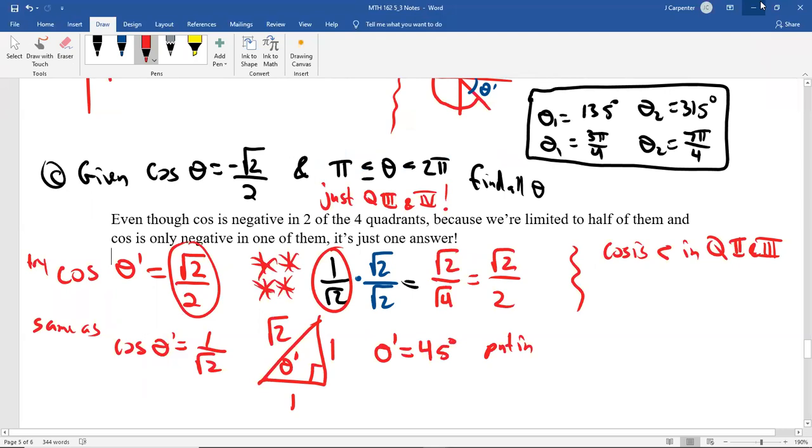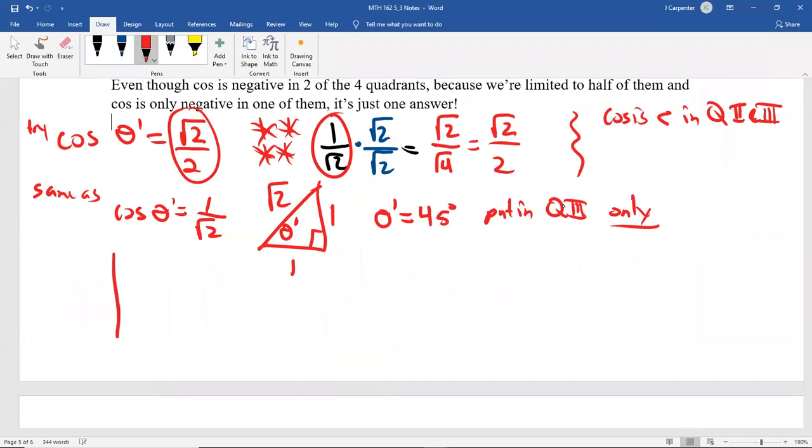So, because cosine is negative in quadrants 2 and 3, but we're only looking at quadrants 3 and 4, we're going to put it in quadrant 3 only, because quadrant 2 is not part of the solution range. So we're going to put 45 degrees in quadrant 3.